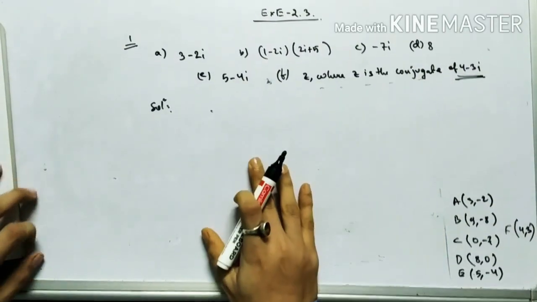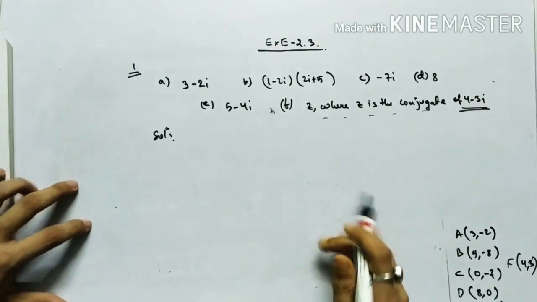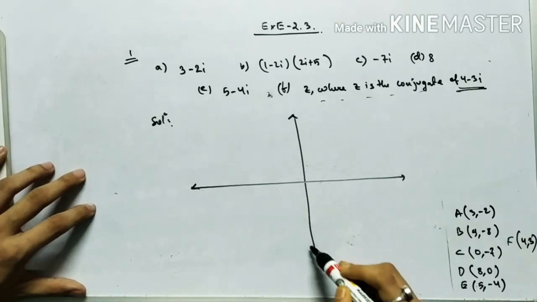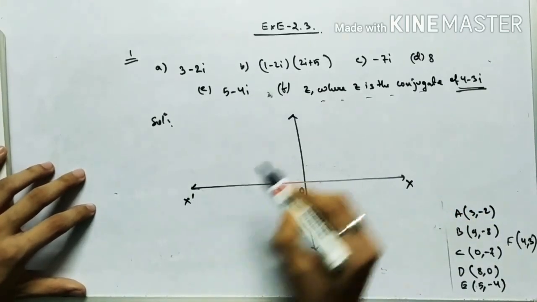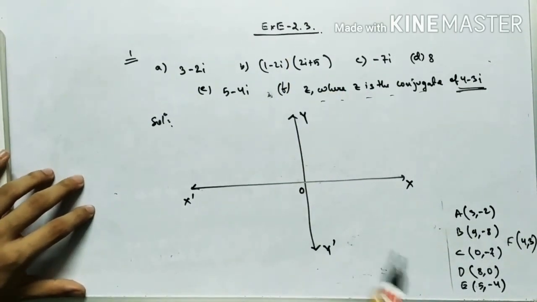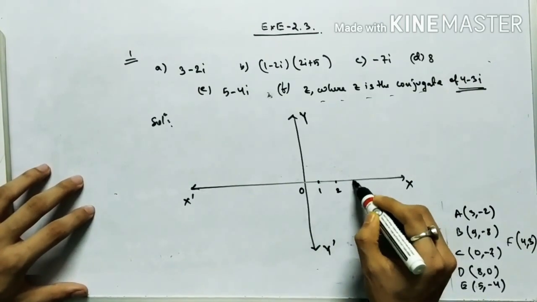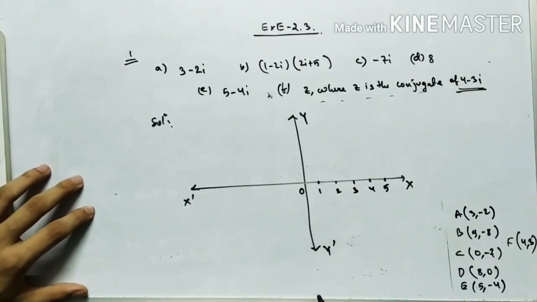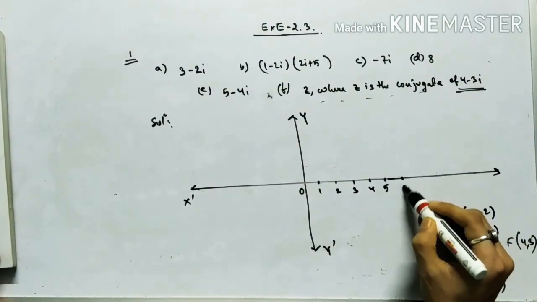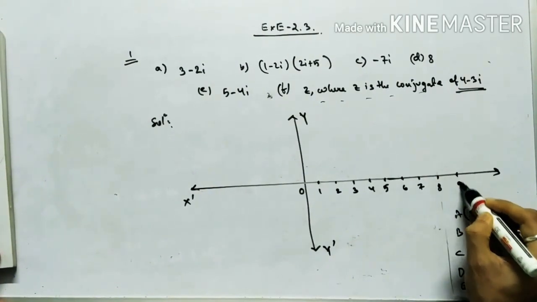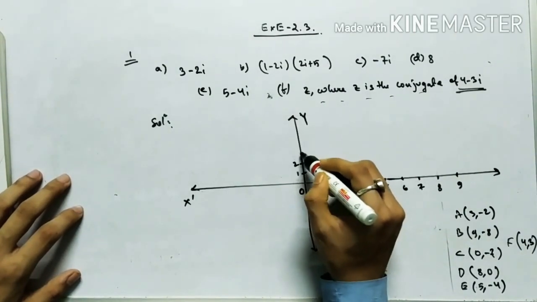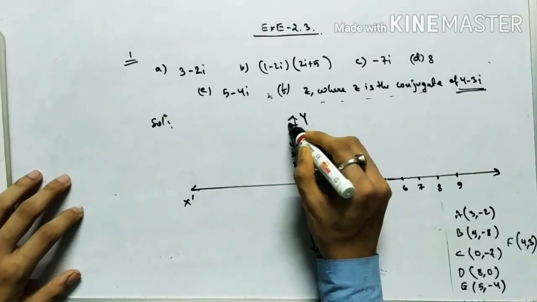Now I will draw the Argand plane. This is your y-axis and this is your x-axis. You will have to use a scale here: x'Ox and y'Oy. This is the real axis, this is the imaginary axis. On this side 1, 2, 3, 4, 5, 6, 7, 8, 9, and on this side also 1, 2, 3, 4, 5, 6.